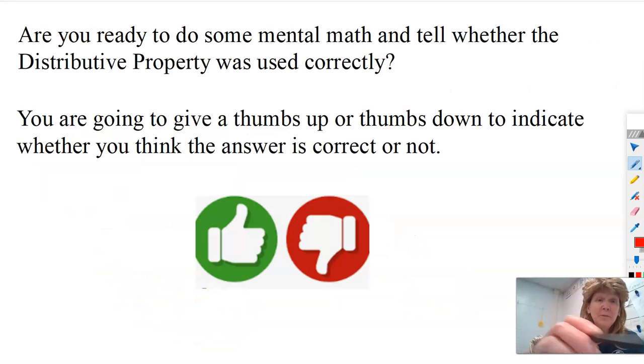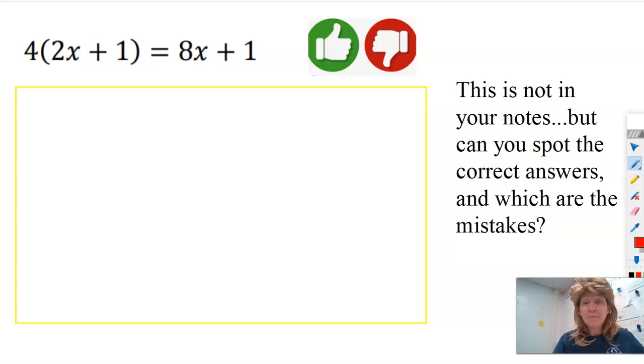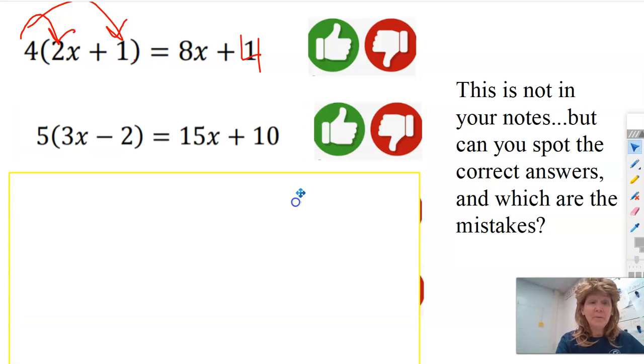Okay, so now I'm just going to give you a quick check of, do you think the student has done distributive property correctly? So here's the first one. If you distribute 4 to 2x and the 4 to the 1, does it equal 8x plus 1? What do you think? Thumbs up or thumbs down? Hopefully you're thinking thumbs down because they forgot to distribute the 4 to the 1, so that should be 4, so it's wrong.